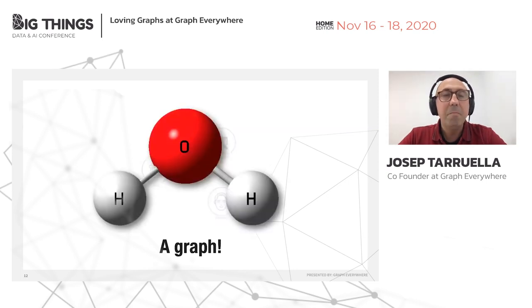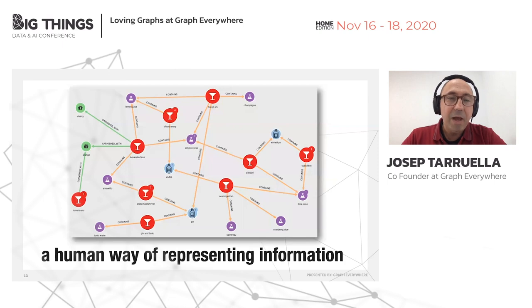This is a water molecule. We have three nodes, there are three atoms, two hydrogen, one oxygen, and two relationships that bring them all together. So graphs are very inside of us. It's like a natural way of representing information. I can show you this.